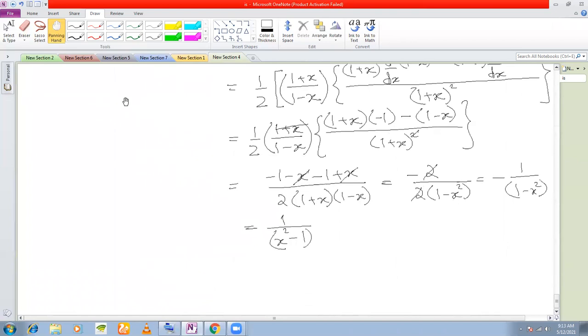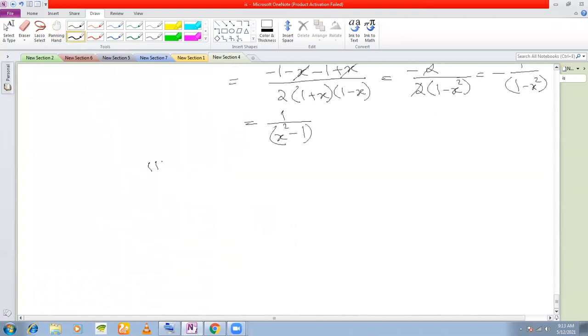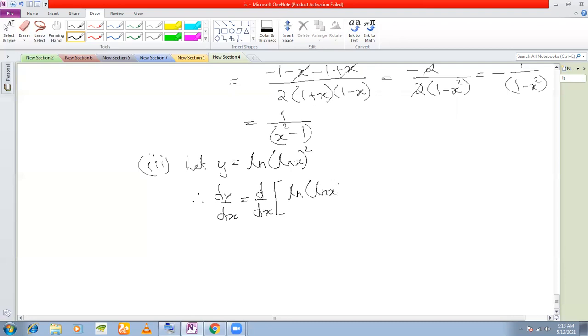It is ln x square. Let y is equal to ln x square. Therefore, dy/dx is equal to d/dx of ln x square. First, you will differentiate this ln, right? To get 1 by ln x square into the d/dx of ln x square.